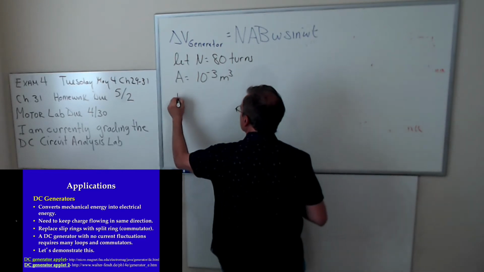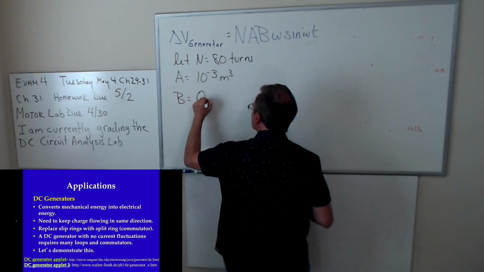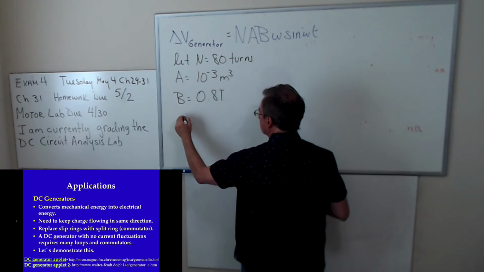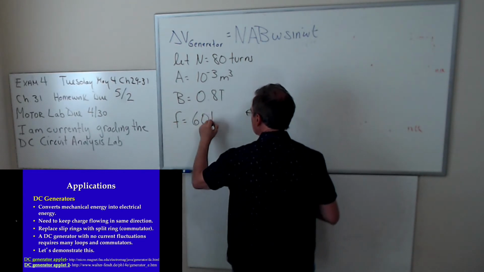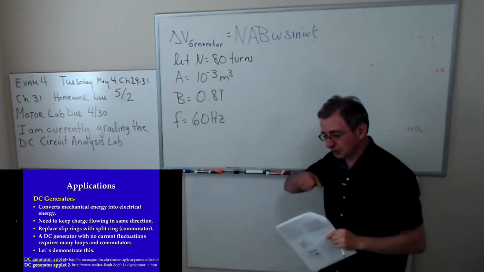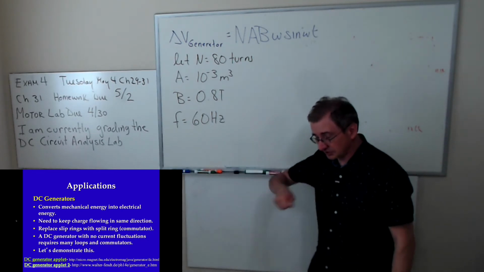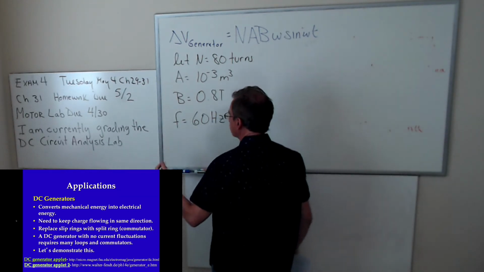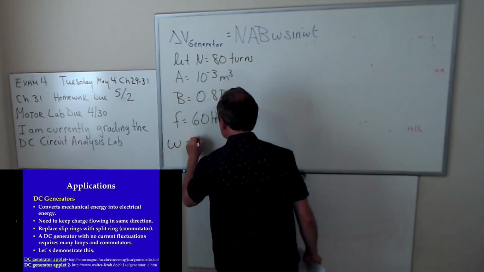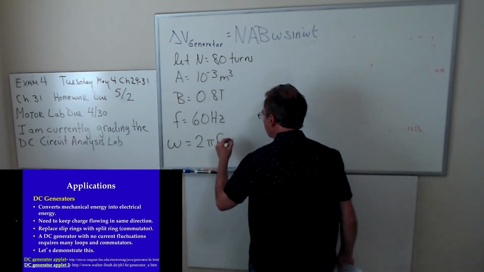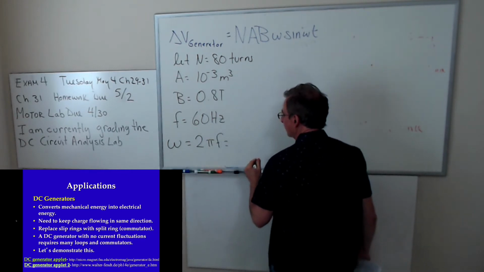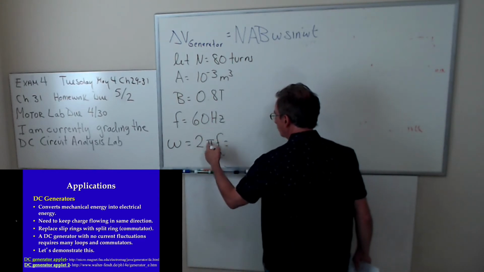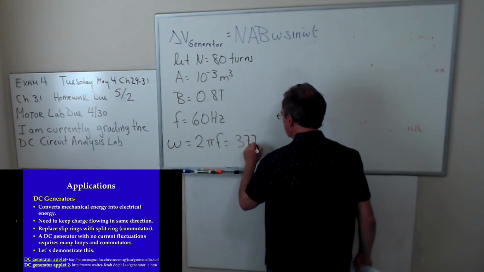Let's let the magnetic field be 0.8 Tesla. And let the frequency at which we crank the generator be 60 hertz. So 60 times a second. Obviously, I can't do that by hand. And if you remember from Physics 205, omega is 2 pi times the frequency. Omega is the rate at which the angle changes. In radians per second, the angular speed is 2 pi times 60, which comes out to 377.